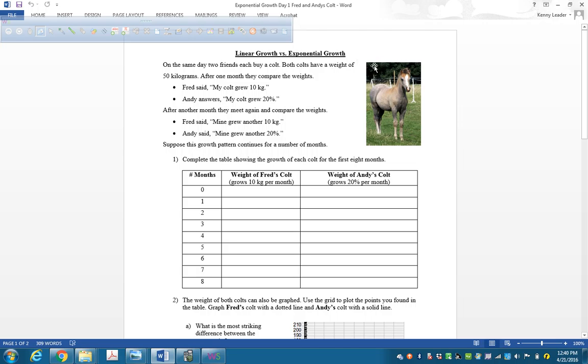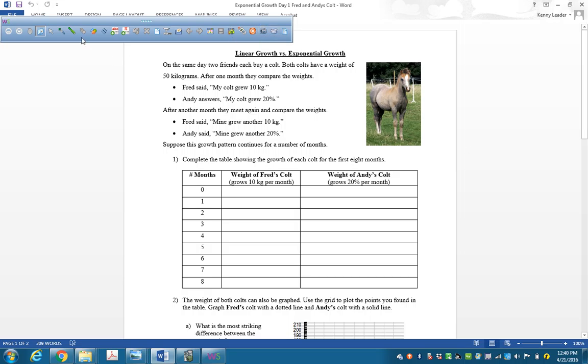Both colts have a weight of 50 kilograms. After 1 month, they compare the weights. Fred said my colt grew 10 kilograms. Andy answers my colt grew 20%. After another month, they meet again and compare the weights. Fred said mine grew another 10 kilograms. Andy said mine grew another 20%. Suppose that the growth pattern continues for a number of months. Complete the table showing the growth for the first 8 months.